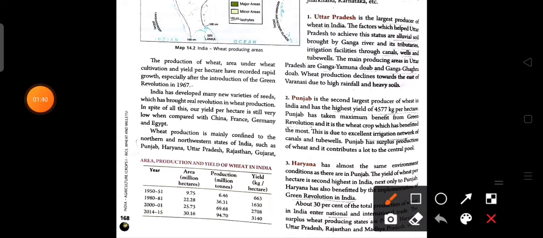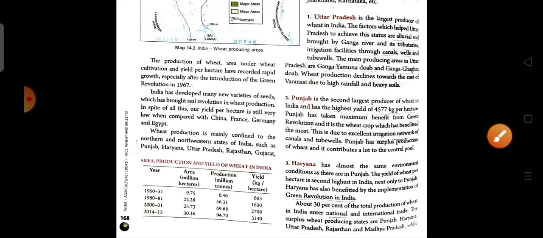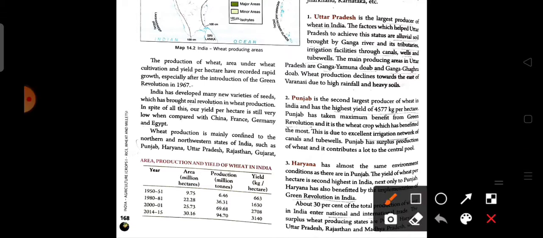We know that in the Green Revolution, the introduction of HYV seeds, which means high yield variety of seeds, with improved quality of fertilizer and irrigation techniques led to the improvement or increase in the production. So India has developed many varieties of seeds which has brought the real revolution in wheat production.